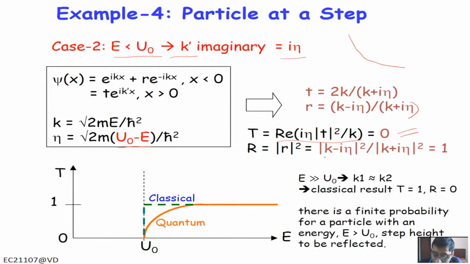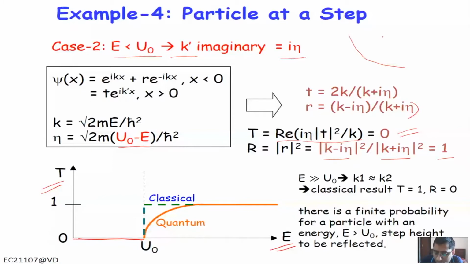For reflection, it is (k minus iota eta) square by (k plus iota eta) square. Now these will have the same magnitude, so this will be 1 only. So that means everything is reflected. So if you see here, this is the transmission coefficient versus energy. So if energy is less than u naught, right, transmission is 0, whether it is classical or quantum. Please remember and understand, it is a transmission. So there is no traveling wave. Although there is a decaying wave inside, there is no traveling wave.